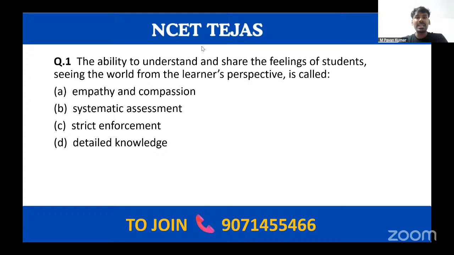So as you all have correctly said, the correct answer for this is option A, empathy and compassion. Because in the question we're talking about understanding and sharing the feelings of students. To be able to share the feelings of students, you should be able to think from their perspective, from how they see the world, seeing the world from the learner's perspective. The correct answer here is empathy and compassion. If you have any doubt, please let me know. Moving on to the next question.